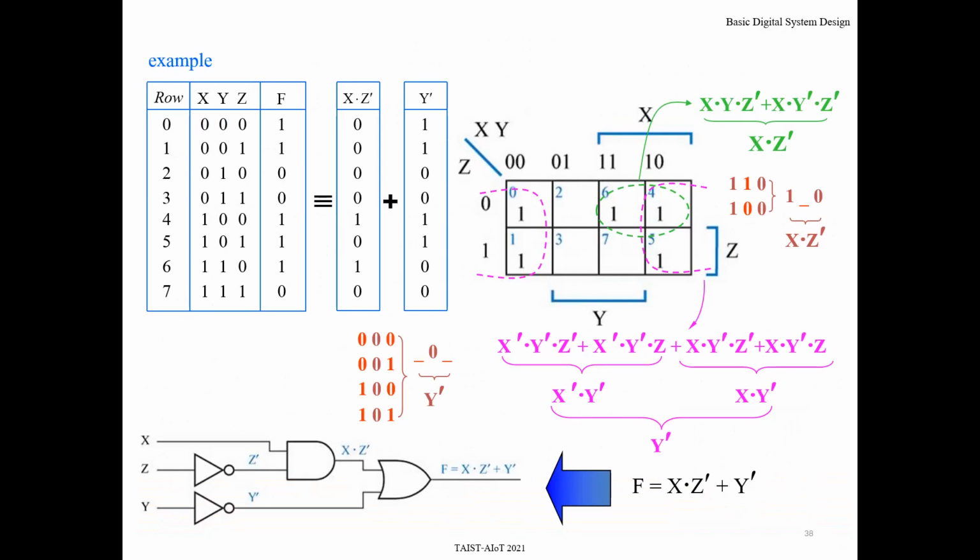For example, this one is product term p. This is f. Input 1 0 0 makes p become 1. This input also makes f 1. Input 1 1 0 makes p 1. This input also makes the function become 1. So we say that p implies f. P is an implicant of f.